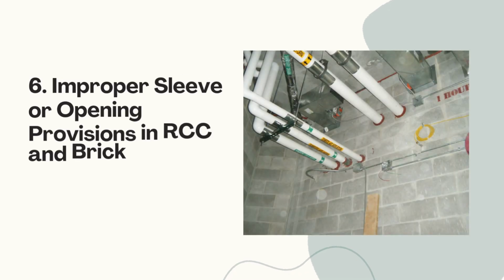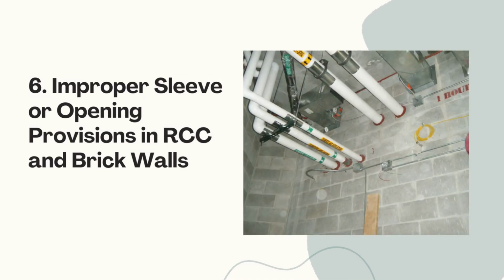Sixth one is improper sleeve or opening provisions in RCC and brick walls. Civil works sometimes start before MEP, and if you forgot to coordinate where pipes or cables should pass, breaking concrete becomes the only option. It is not just RCC. Even brick wall openings are often not planned, which leads to chiseling and weakening of walls.